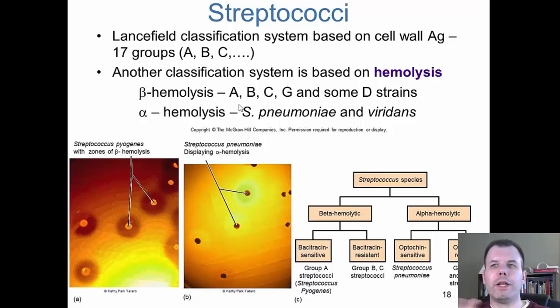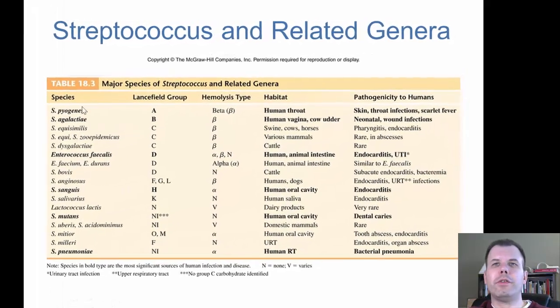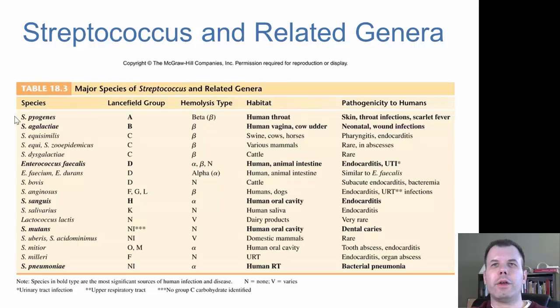So again, we can group these based on how they're sensitive to bacitracin or optochin or some of these other types of tests. And again, whether they clear the blood or don't clear the blood, that's another way we can test for these bacteria. All right, so here is a list of the different types of strep.